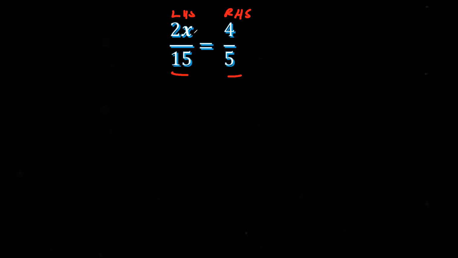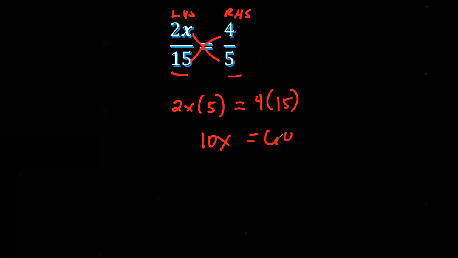We simply multiply the numerator of the expression on the left to the denominator of the expression on the right. And then we copy the equal sign, then multiply the numerator of the right expression to the denominator of the left expression. So 4 times 15, pwedeng diretso na kung kaya, no? So 2x times 5, that's 10x. 4 times 15, that's 60. And then to solve for x, we need to divide both sides of the equation by 10. So x is equal to 6.